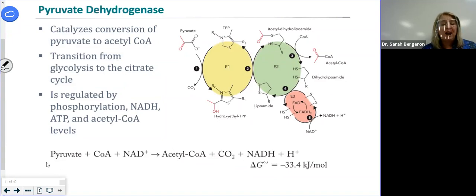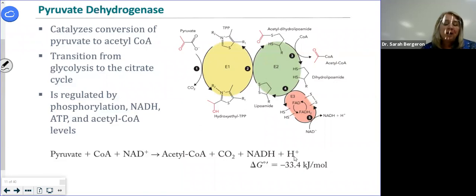So if you're looking at the general reaction, and this is really important for thinking about regulation, you need pyruvate, you need CoA, and you need NAD plus. And what are you going to produce in the end? You're going to produce your 2 carbons, your acetyl group attached to CoA. You're going to remove one of the carbons as CO2. You're going to produce NADH and you're going to produce H+.